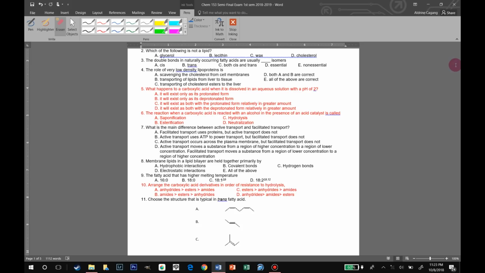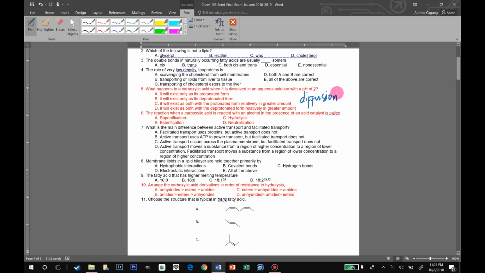Letter D, active transport moves a substance from a region of higher concentration to a region of lower concentration, whereas facilitated transport moves a substance from a region of lower concentration to a region of higher concentration. So which do you think is the most applicable definition there? Recall that you have various modes of transport across your phospholipid bilayer. You have the passive transport, that is diffusion.